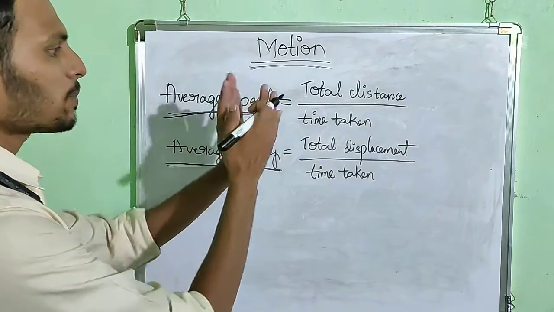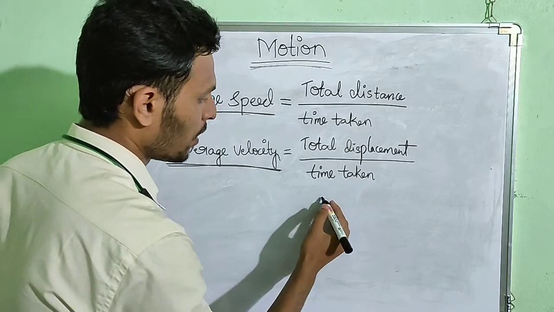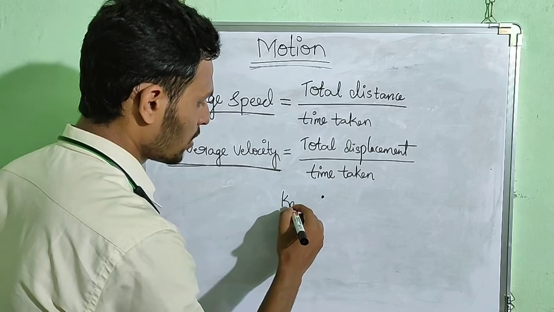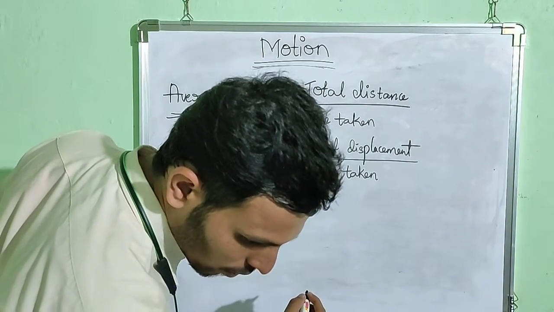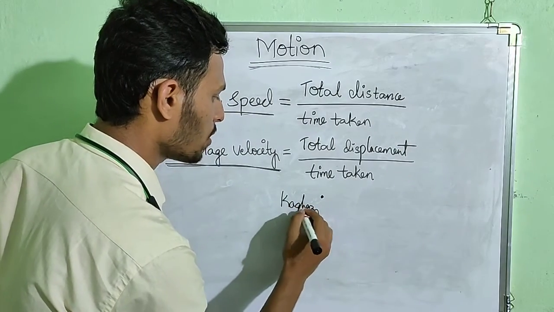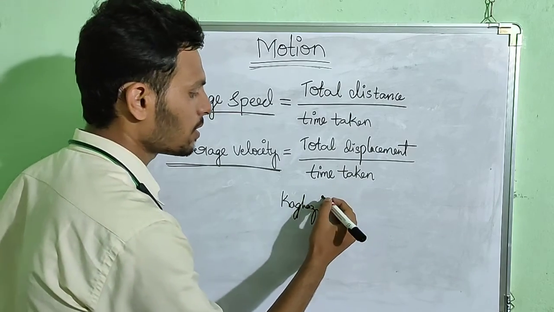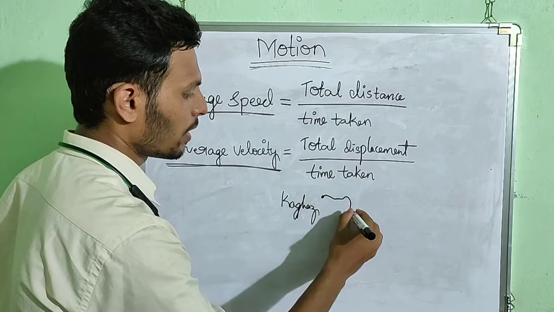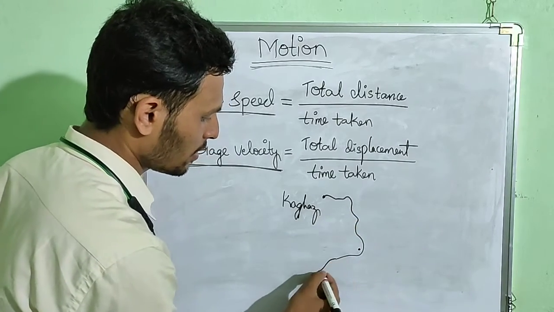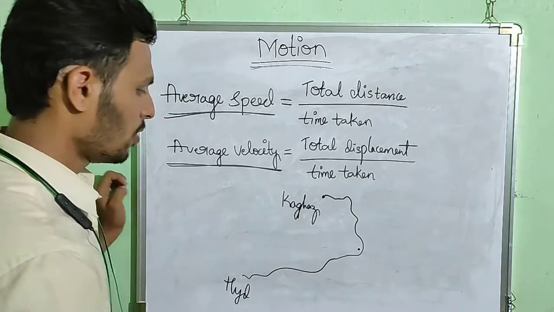So to explain this, I'll take one example. Let us consider a train. This is one station called Khagas. According to the textbook, it is Khagas. Now, the train is traveling from this initial point to somewhere around this. This is one intermediate station, and it is traveling over here to Hyderabad.